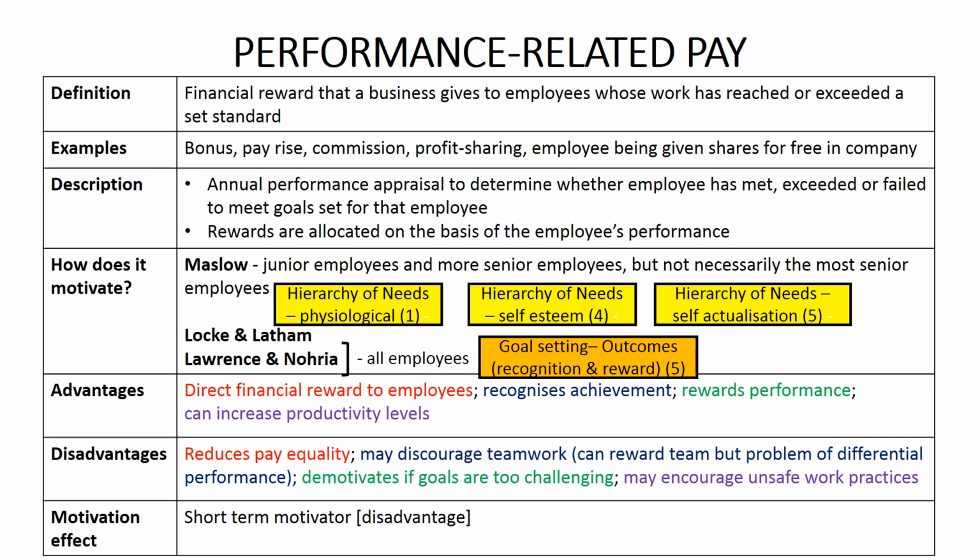Finally, Lawrence and Nohria's four-drive theory states that employees who have a strong desire to acquire will be motivated by performance-related pay because giving an employee a financial reward, such as a bonus, a pay rise, commission, a share in the profits of the business, or free shares in the company that operates the business, will respond to that employee's drive to acquire. We now come to the advantages and disadvantages of performance-related pay as a motivation strategy.